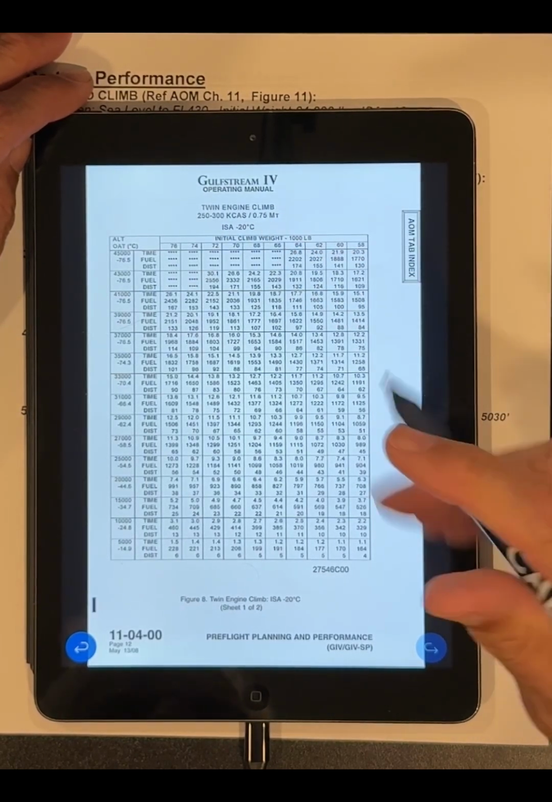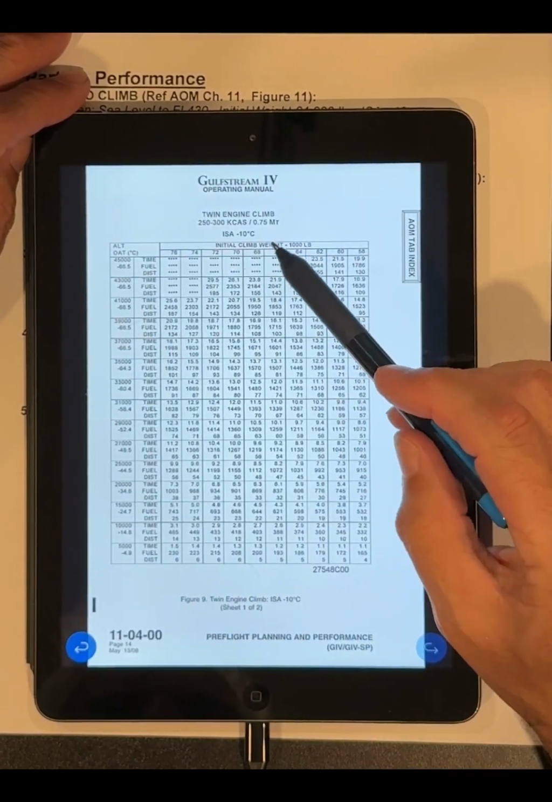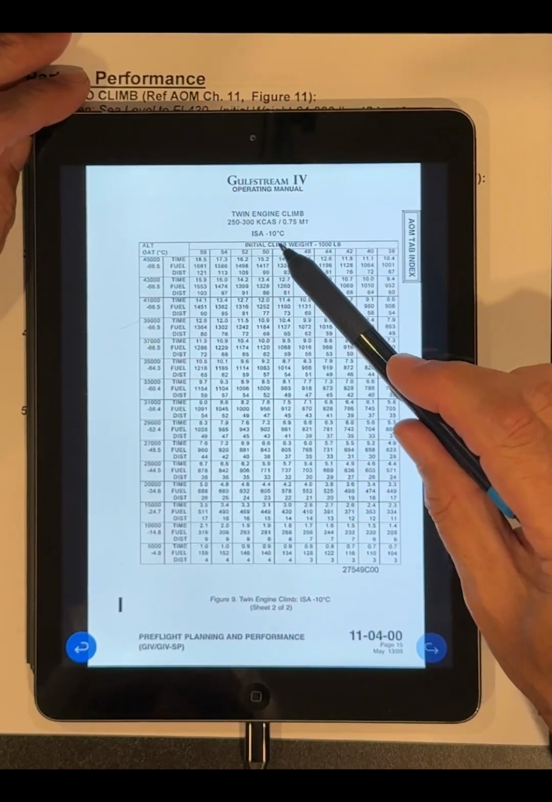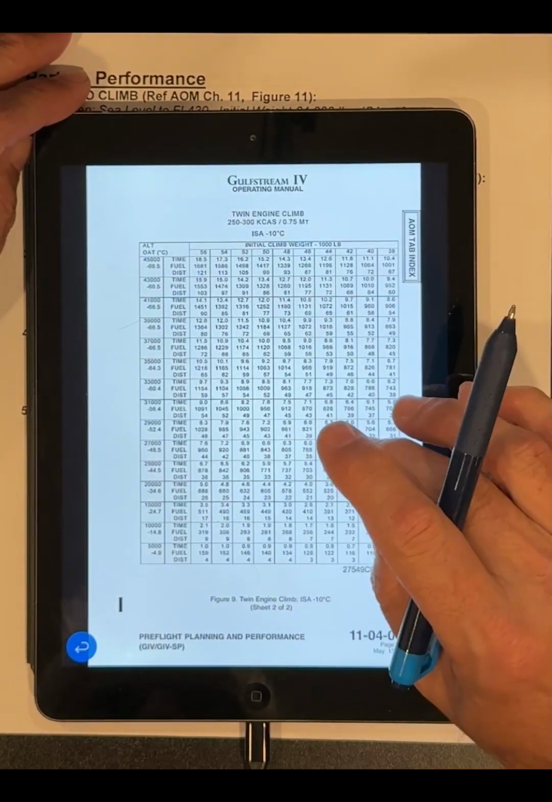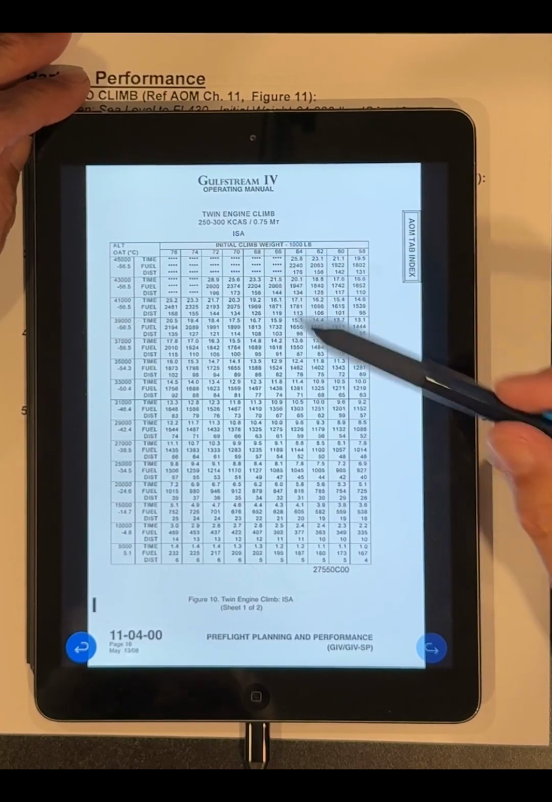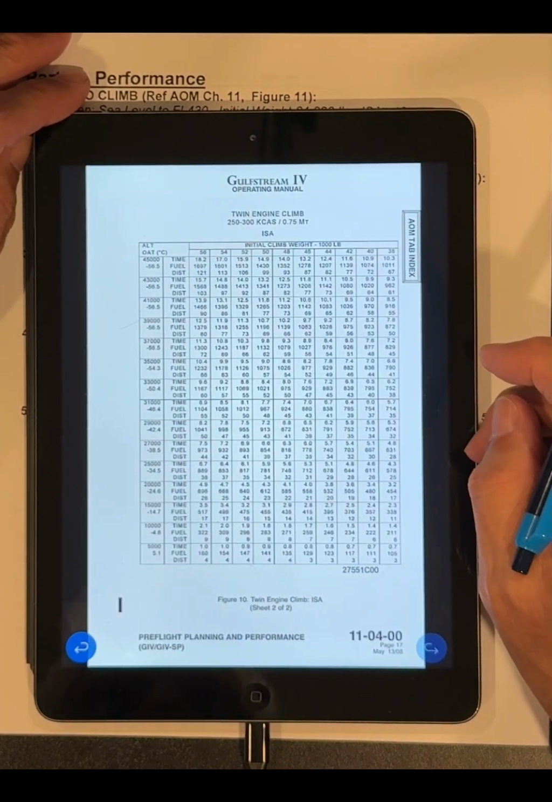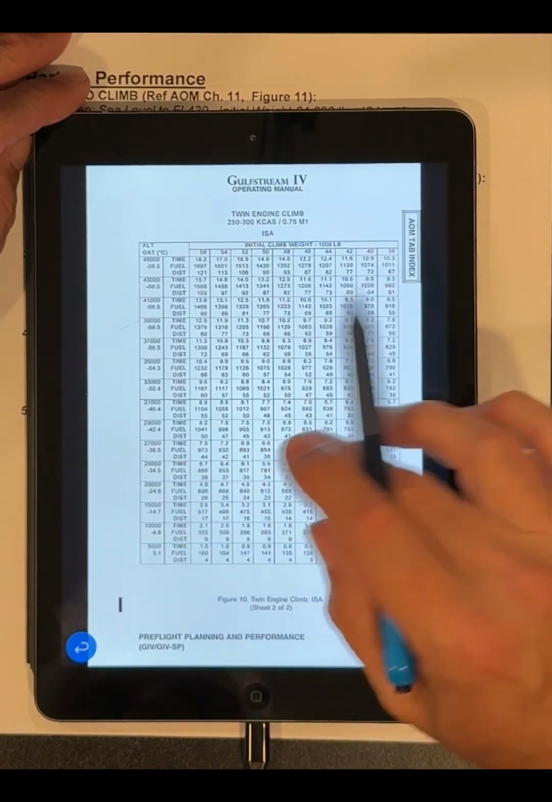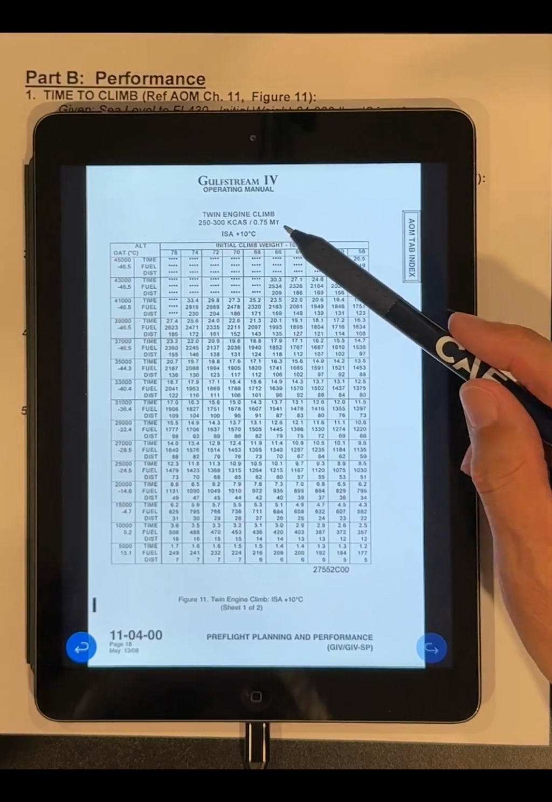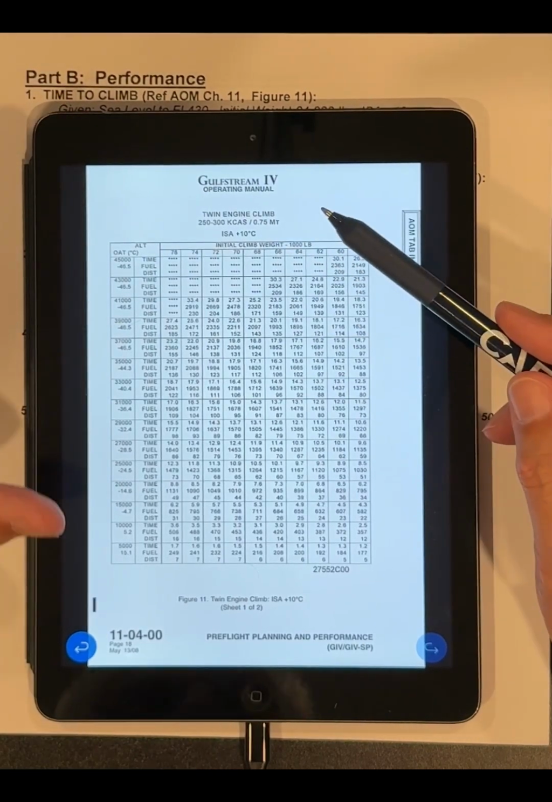If you continue to go to the right, you'll see there's a twin engine climb. ISA minus 20, that's not it. ISA minus 10 at some given weights. ISA minus 10 for more given weights. There's ISA, and we're looking for what? ISA plus 10, correct? No, keep going. There's ISA again. There's ISA plus 10. So ISA plus 10, this is the chart that we want.